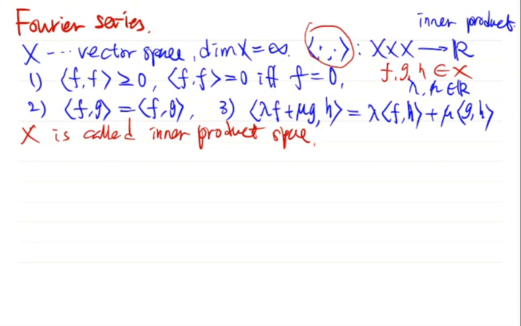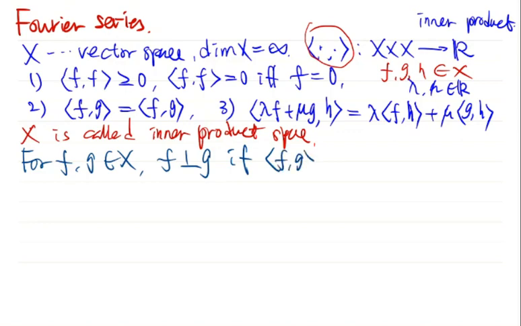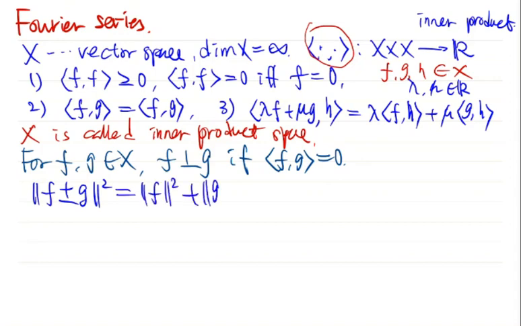With the inner product, as in the study of Euclidean space, we can define the angle and the length of a vector. In particular, we can define orthogonality. For f and g in this space, we say that f is orthogonal to g if the inner product of f and g is 0. This is the concept of orthogonality. If f and g are orthogonal, then we have the following Pythagoras theorem: the norm squared of f plus or minus g is precisely the norm of f squared plus the norm of g squared.